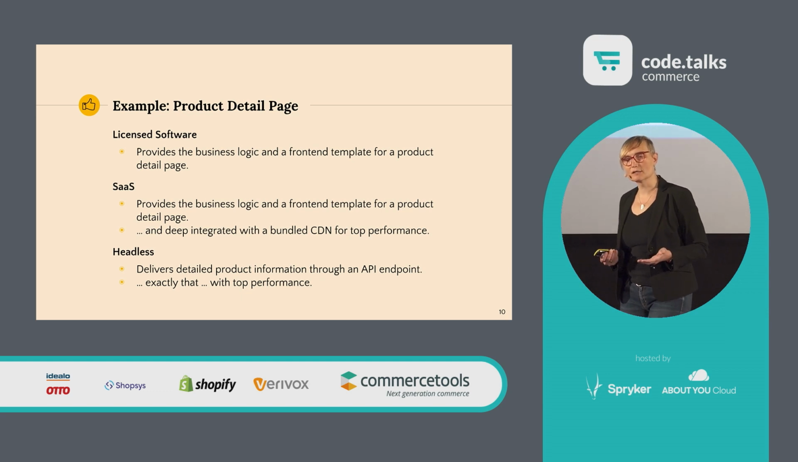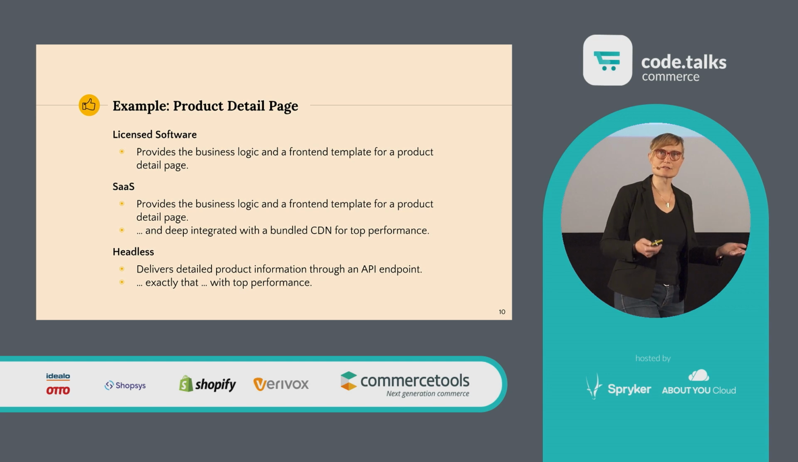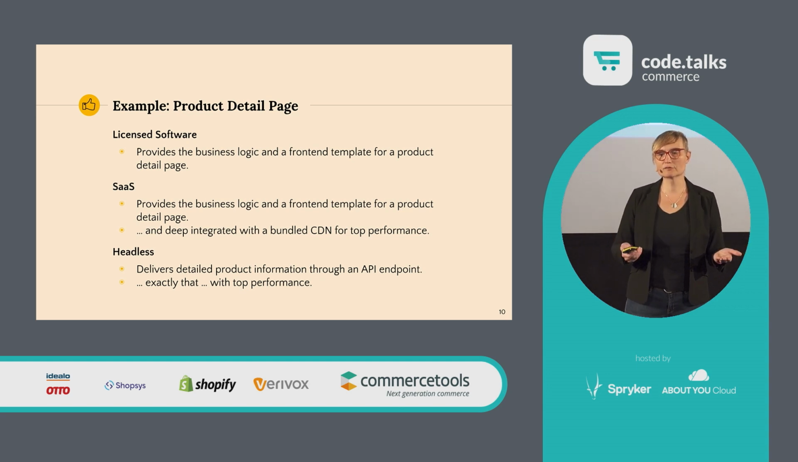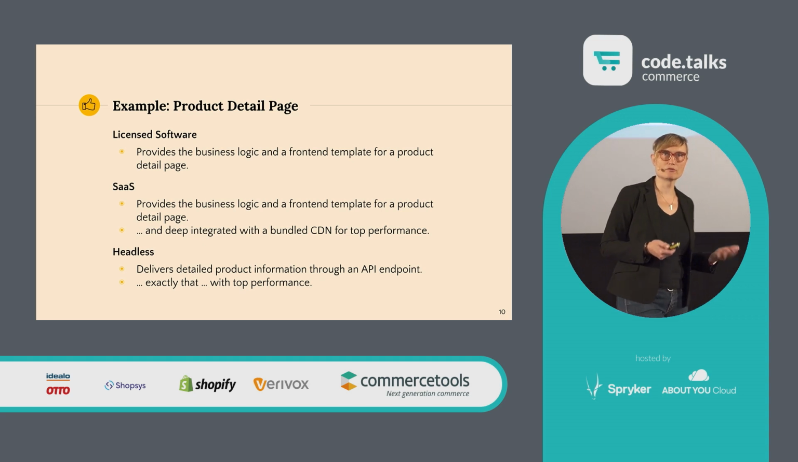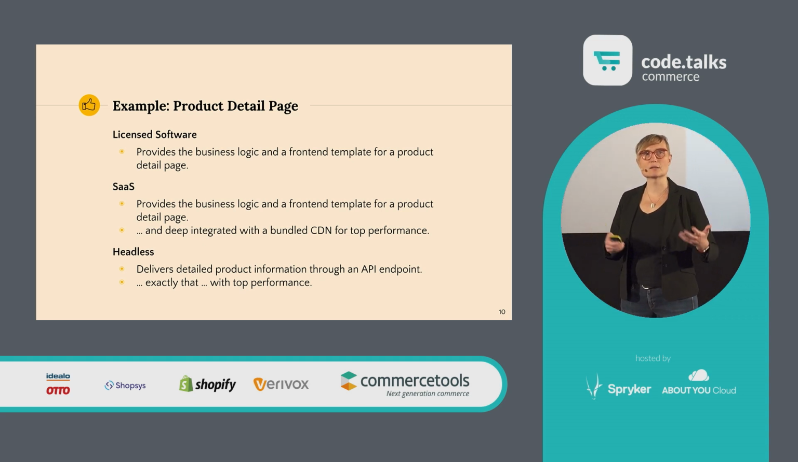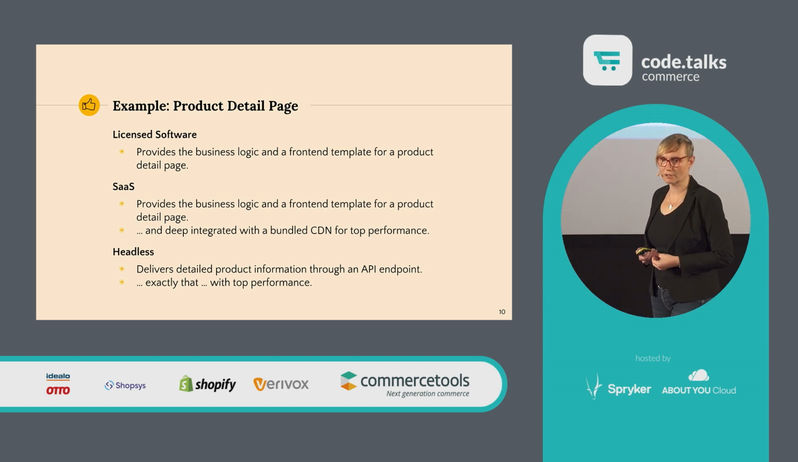A SaaS provider would give you at the end the same business logic to run a product, to have a template in front of it, but they would come, for example, already with a deep integration into a CDN to have top performance, so that the product detail page is already pre-tuned and set up to leverage all the capabilities of the prepackaged CDN. And that's where you see the difference and the advantage of the vertical integration.